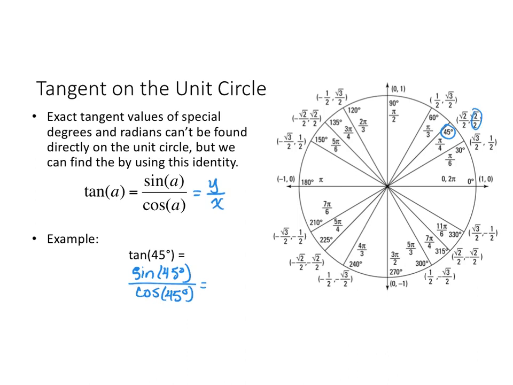Sine's value at 45 degrees is the square root of 2 divided by 2. And the cosine value at 45 degrees comes from the x coordinate, which is the same square root 2 over 2. So I can simplify this. I see something being divided by itself, so this will simplify down to 1. So tangent of 45 degrees has a value of 1. Again, you can check this by typing tangent of 45 degrees in your calculator in degree mode.